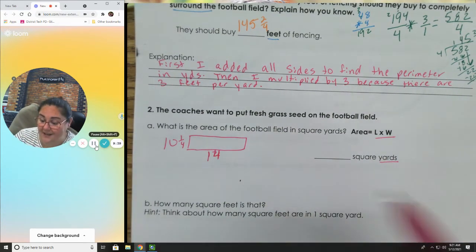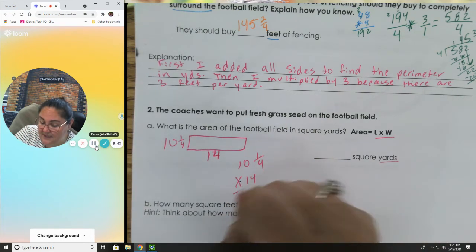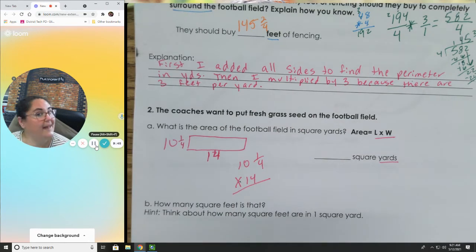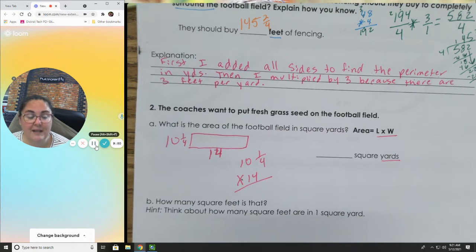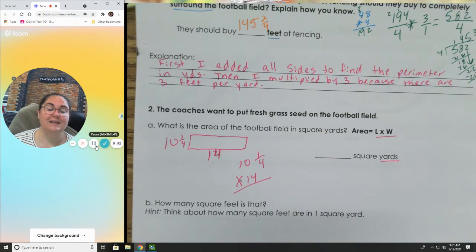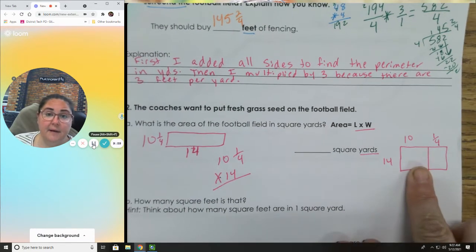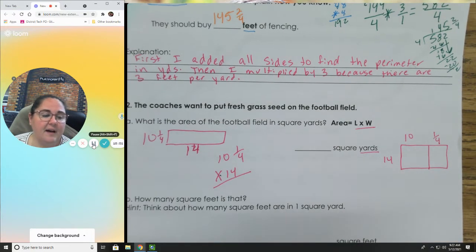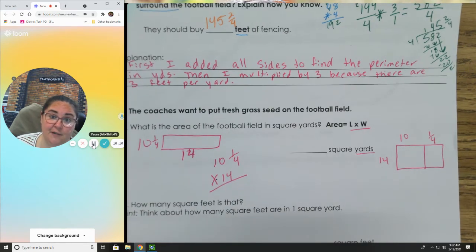I'm just going to do 10 and 1/4 times 14. Do the math. I don't care which way you do it. I will show you both ways. What is 10 and 1/4 times 14? All right, I'm going to start by doing area model. Again, because this has a whole number, I'm going to use area model. If it were two mixed numbers, I probably wouldn't. But since there is a whole number, that makes it easier for me.